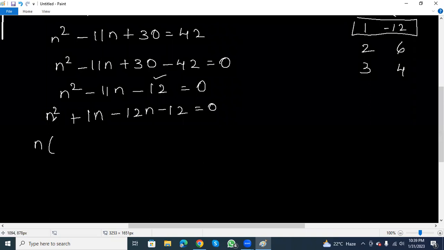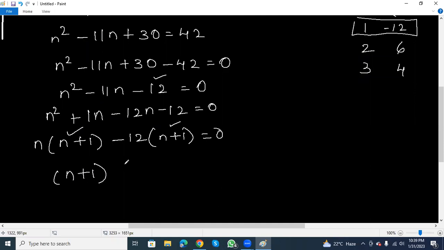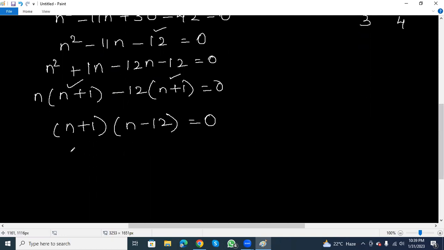N take out as a common. What is left? N plus 1. Minus 12 common. N plus 1 here can be written only one time. And what more is left? N minus 12 left. Make it as a one pair. So n plus 1 equal to 0 you can put, and also n minus 12 equal to 0.